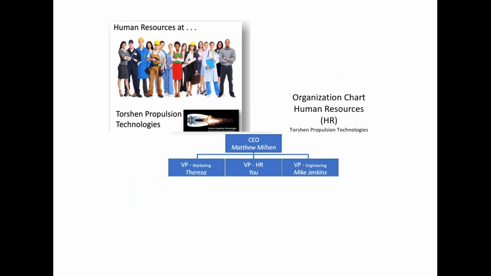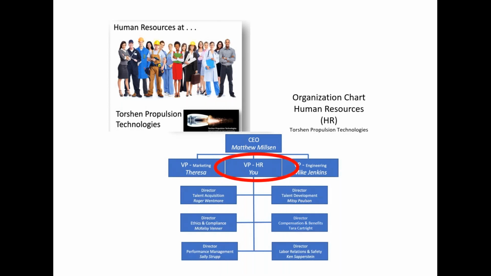So the company, and Akil had a slide earlier, has 10,000 people and a fully functioning human resources organization. Here's a little bit of the org chart. The CEO is Matthew Milson. VP of Marketing is Teresa. Her last name is not on here. The VP of Engineering is Mike Jensen. Next slide, please. And you who are completing the inbox, you are the VP of HR. So all of the items in the inbox are going to be addressed to you.